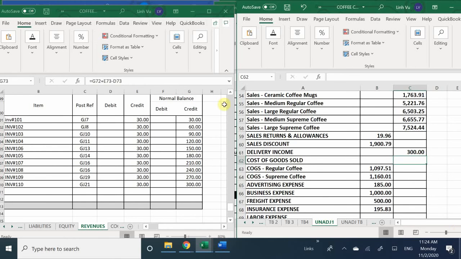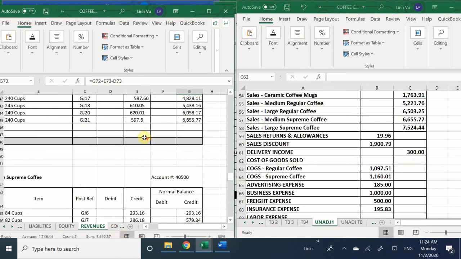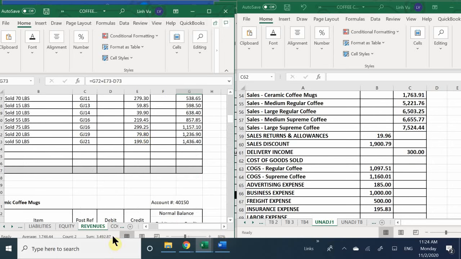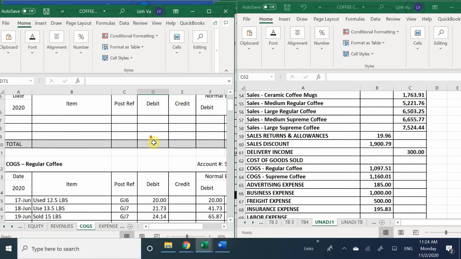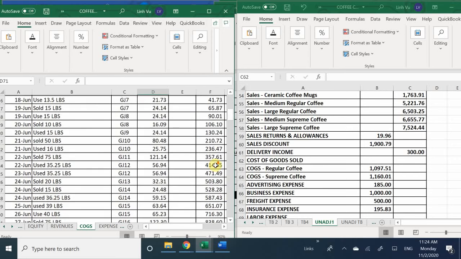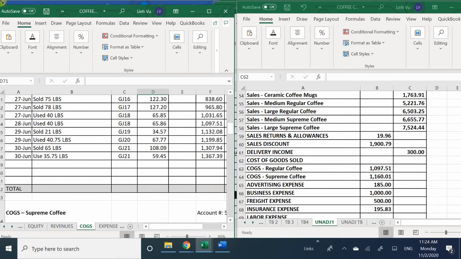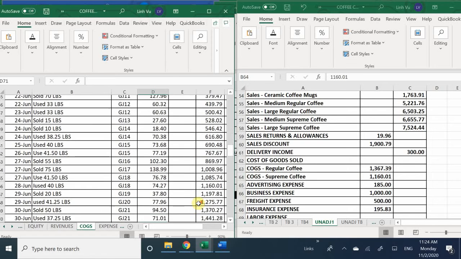All right. Now we're going to go to our cost of goods sold. Here we have, oh, wrong one. Cost of goods sold. We have our cost of goods sold for regular coffee. 1367.39. Okay. And then my cost of goods sold for Supreme Coffee.